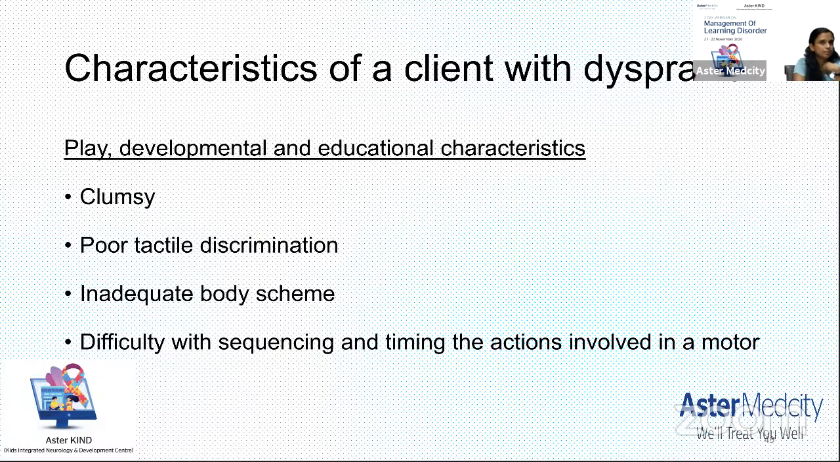The characteristics are that the child may look clumsy, and may have poor tactile discrimination. Their body scheme will be inadequate. If the body scheme is inadequate, they'll have difficulty relating their bodies to physical objects and environmental space. So they'll have difficulty imitating the actions of others, and direction of movement may be disturbed, or they may break toys unintentionally. They also have difficulty with the sequencing and timing of the actions involved in a motor task.